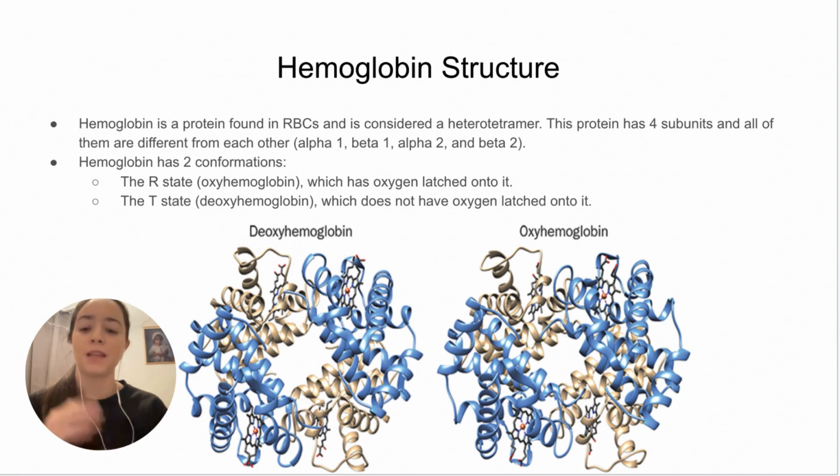And this protein has 2 different conformations. There is the R state, which has oxygen latched onto it. It's very oxygen rich. And then there's the T state, which does not have oxygen latched onto it. It's oxygen poor. The R state is referred to as oxyhemoglobin, and the T state is referred to as deoxyhemoglobin.